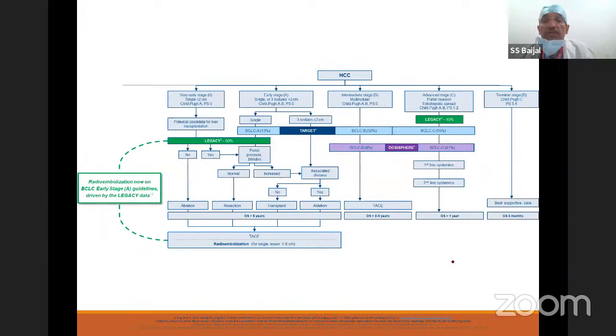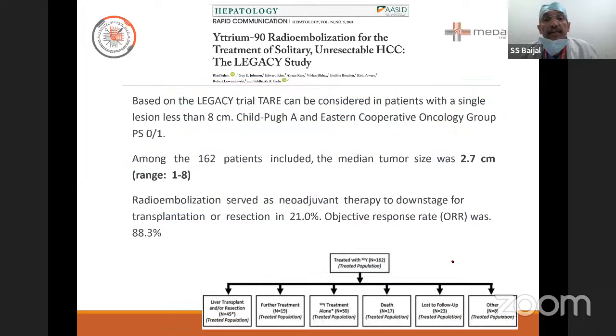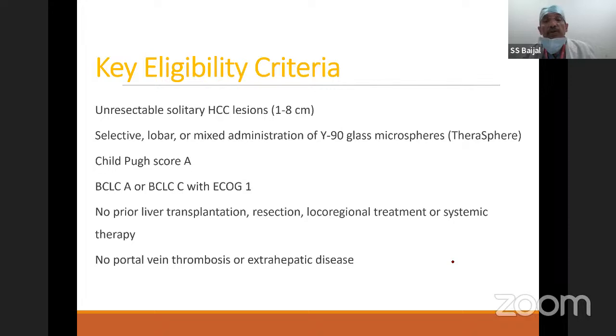So trying to say that the other cause of patients getting into the advanced stage, that is a poor performance status, does not take them away from locoregional therapies. And therefore, in the LEGACY study, which showed that if you were to treat using an appropriate dose of radiation to these patients in the advanced group, one would get a good outcome. And these were the inclusion criteria, which, like I said, that there was no portal vein thrombosis and they all had preserved Child score.